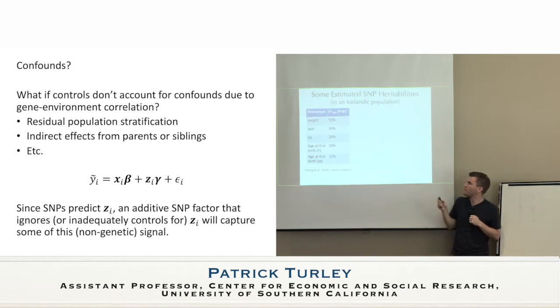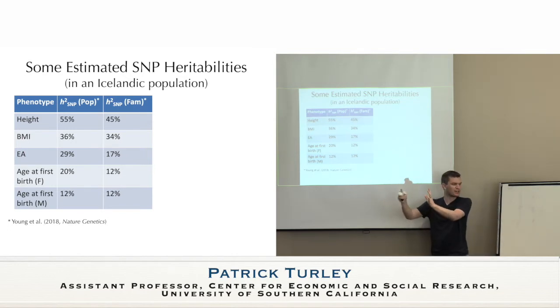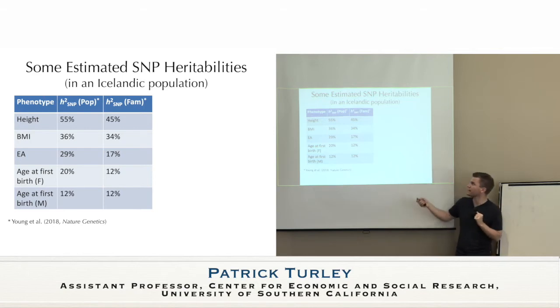Right? If you instead use the RDR method, which Alex developed, which accounts for indirect effects from parents and stratification and things like that, this is what happens to the estimates of SNP heritability by that method. And you can see that in general, these are smaller and sometimes much smaller. So height goes from 55 to 45. It's a little bit of a decrease, probably due to assortative mating. BMI goes down by a little bit. EA goes down by a lot. The SNP heritability that accounts for parental genotypes is cut almost in half.